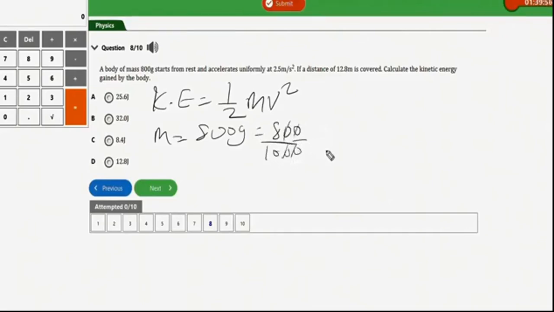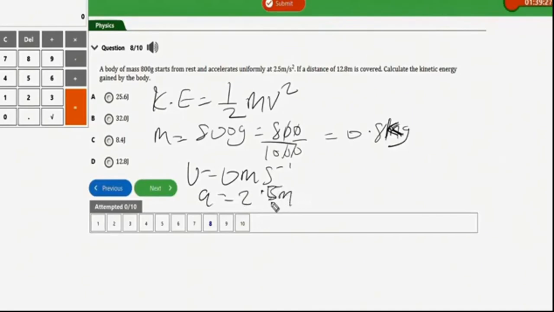Okay, so we will be left with 0.8 kilogram. This is the mass in kilogram, and in the question we have our initial velocity, starting from rest, u to be 0 meter per second. We have our acceleration to be 2.5 meter per second square. We have the distance x to be 12.8 meter.